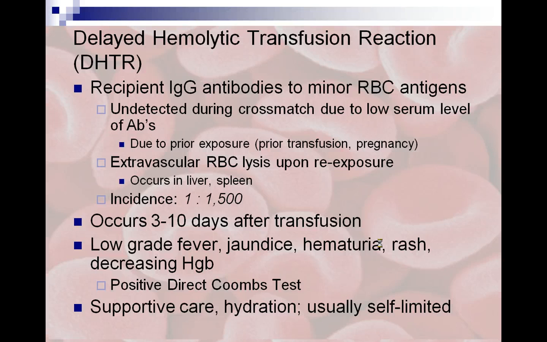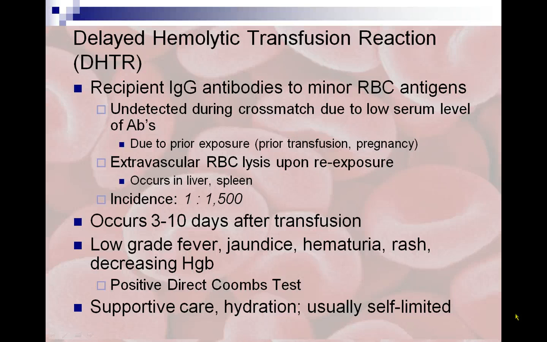Now there is another kind of hemolytic transfusion reaction, which would be a delayed hemolytic transfusion reaction. And instead of being caused by the IgM antibodies, the delayed reaction is caused by IgG antibodies. These are usually minor red cell antigens, not the major antigens, and they aren't often detected during a cross-match because they have such a low serum level. Usually what happens is the patient had a prior exposure to this antigen from a prior transfusion or from pregnancy, and now they've developed antibodies, and the second time around they have a more clinically noticeable response.